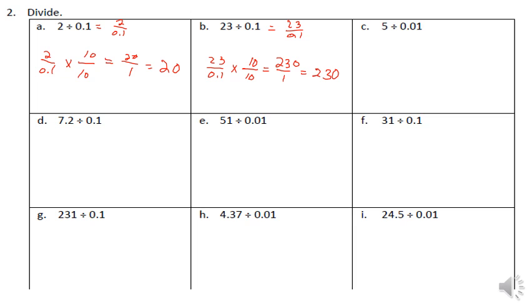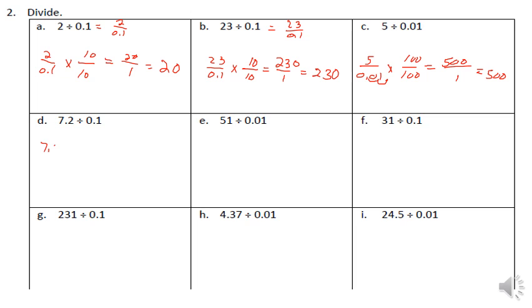Okay, now I'm going to rewrite it as a fraction, 5 over 1/100. This time, I can see I need to shift 2 place values. So in order to do that, I have to multiply by 100. So now I end up with 500 over 1, which equals 500.